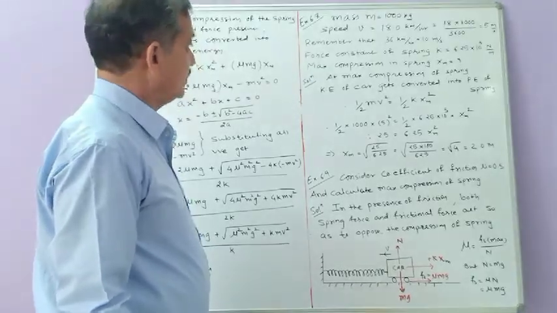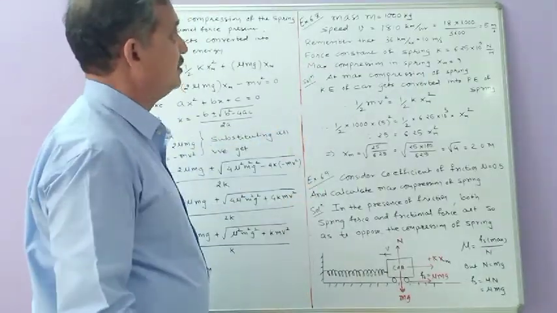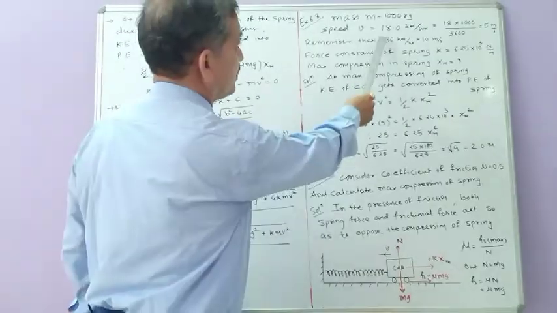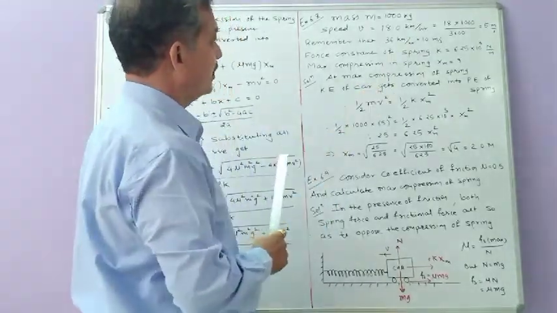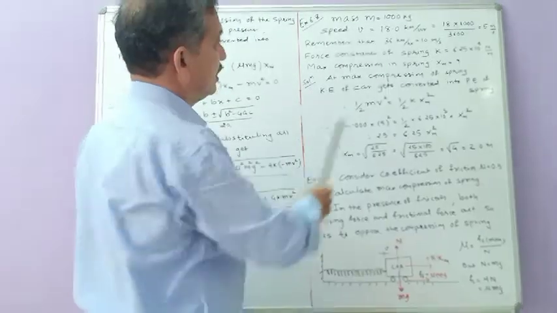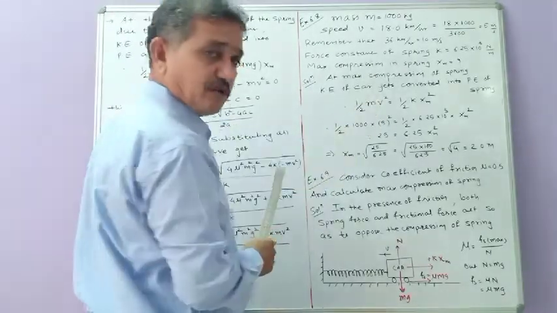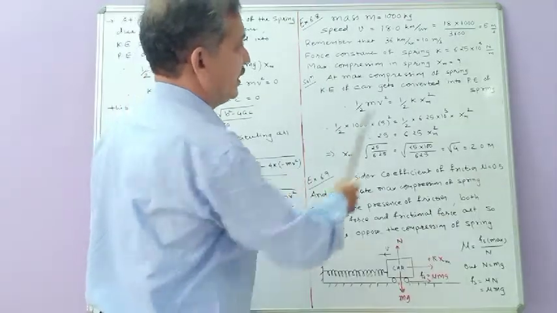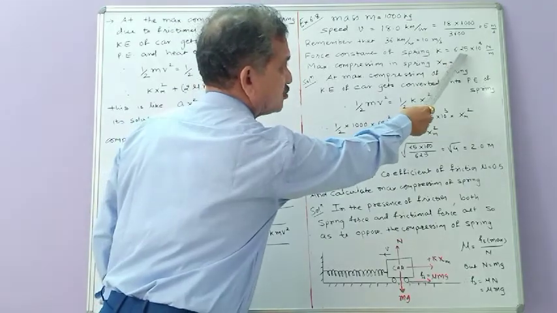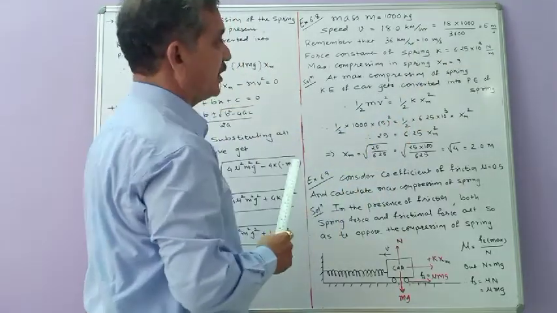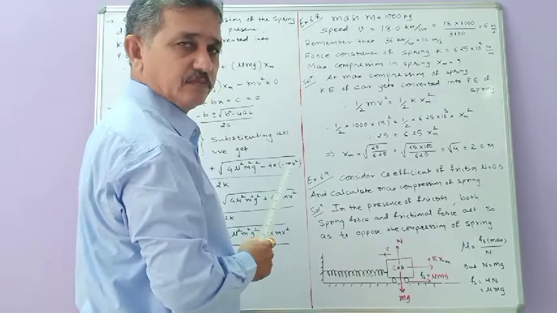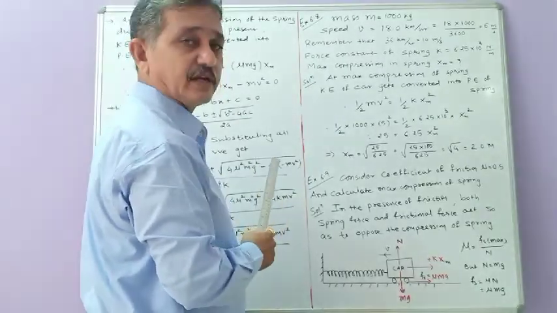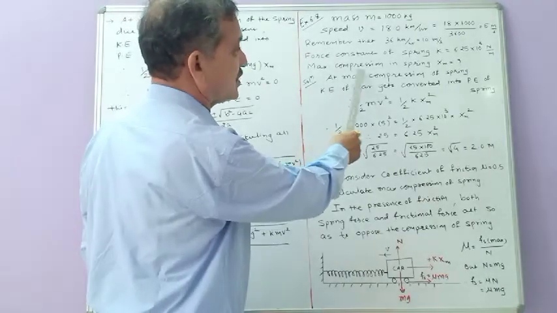as it is given in example 6.8, there is a car of mass 1000 kg moving with a speed of 18 km per hour, and it is colliding with a spring which has been kept on a horizontal surface and has force constant K equal to 6.25 into 10 raised to 3 Newton per meter. When the car comes to rest, how much maximum compression would occur in the spring?